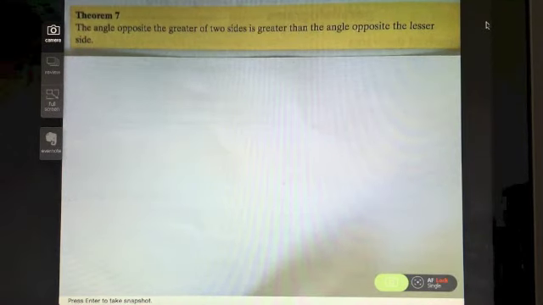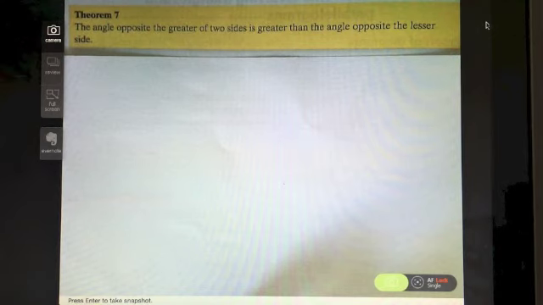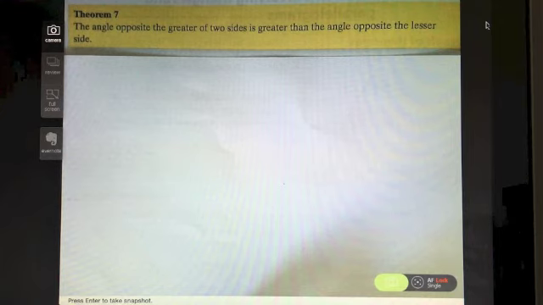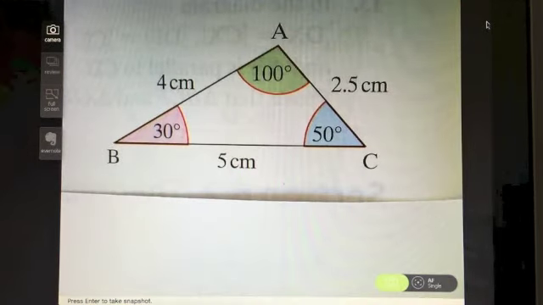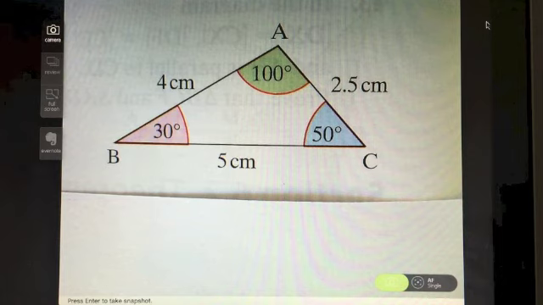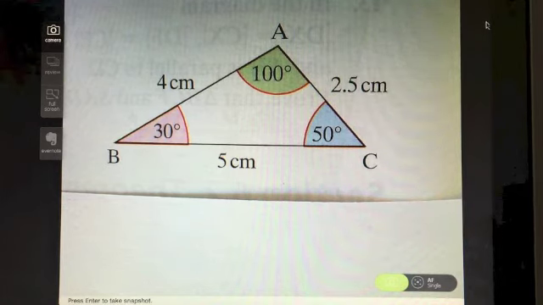So the actual theorem states the angle opposite the greater of two sides is greater than the angle opposite the lesser side. As I said in layman's terms before, that means the longest side must always be opposite the greatest angle. So the largest angle is always opposite the longest side, and therefore the smallest angle is always opposite the shortest side. So that's basically Theorem 7, and the converse of that is also true.